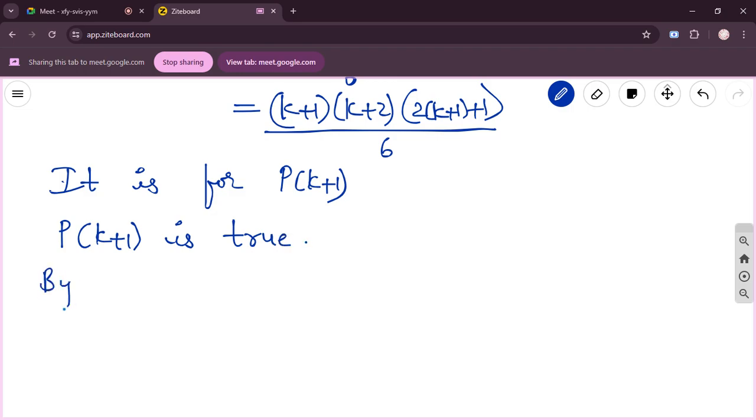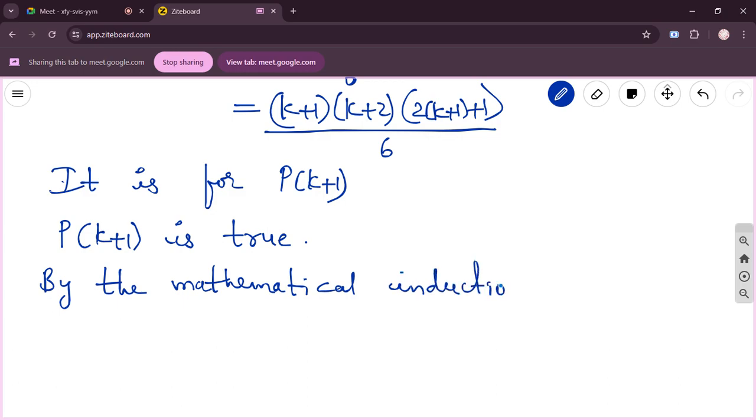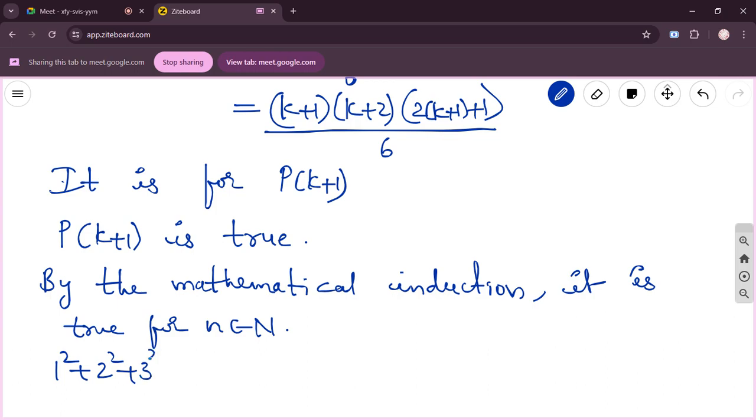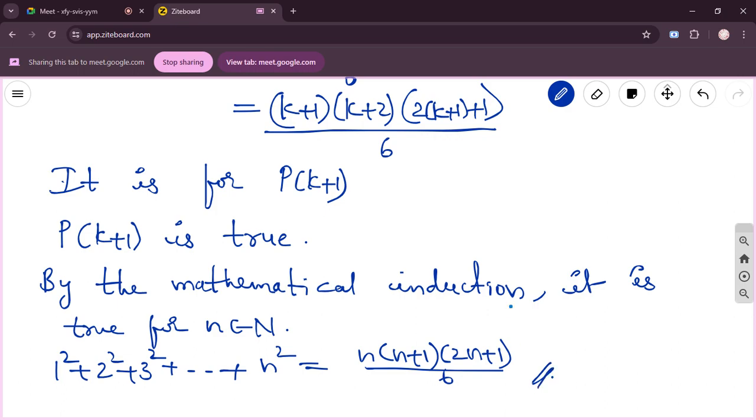By the mathematical induction, it is true for n. It is true for small n belonging to capital N. That is 1 square plus 2 square plus 3 square plus so on plus n square equal to n into n plus 1 into 2n plus 1 over 6. This is the method. It carries 7 marks.